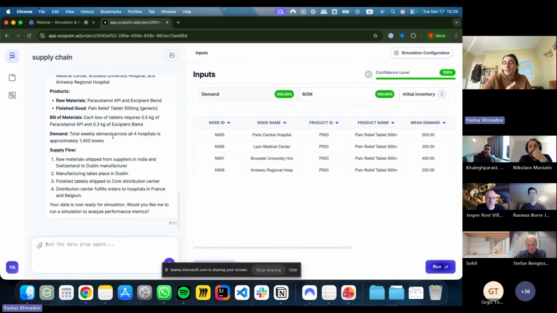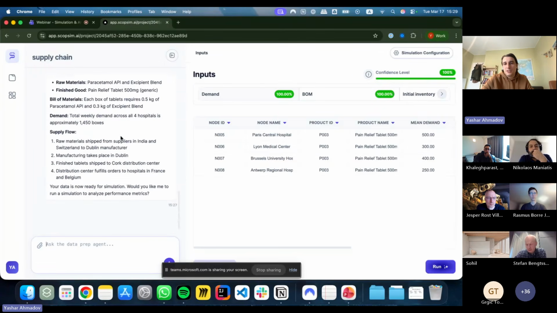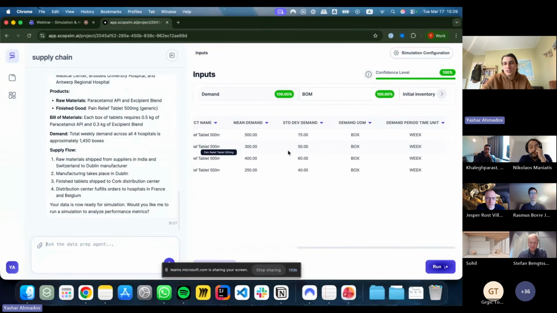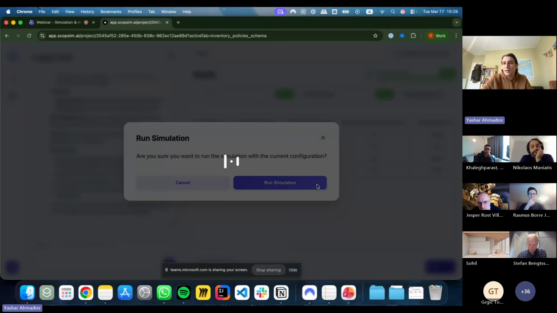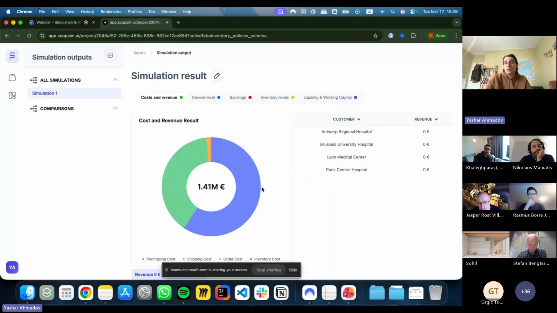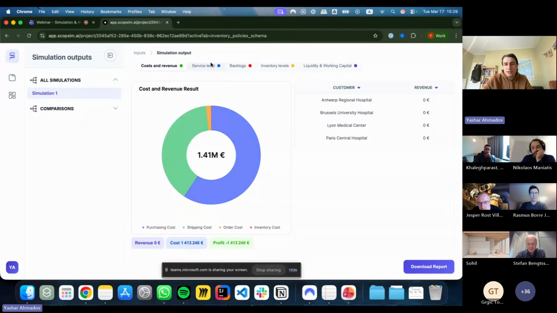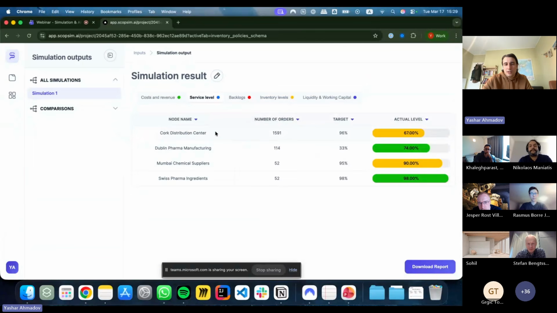Like you see here, from the basic description I gave, it generated some synthetic data, some bill of materials, some demand information, some inventory policies. And now I can run this simulation before even needing to put together my real data. It's telling me, hey, this is your cost structure: your purchasing cost, shipping cost, ordering cost, your total revenue. It's telling the service levels for different DCs, suppliers.